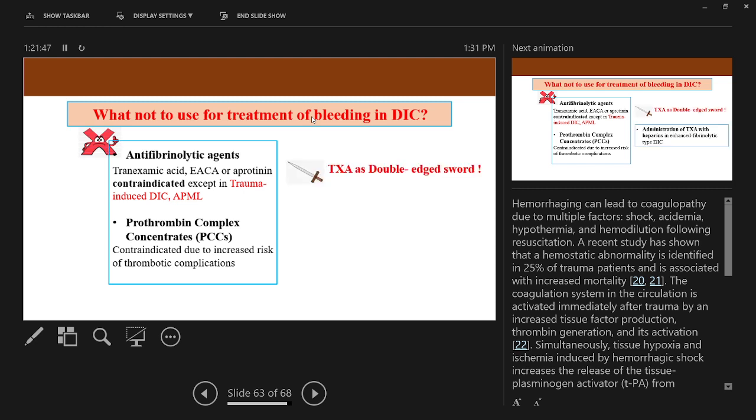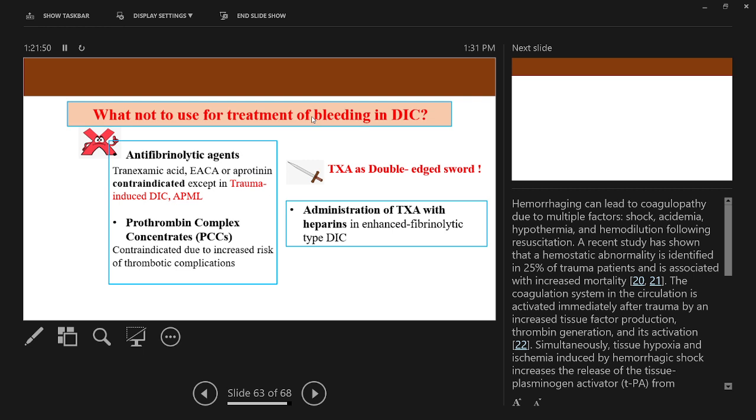So tranexamic acid serves as a double-edged sword. Both in CRASH-2, which was related to hemorrhagic shock, and CRASH-3, which was related to head injury. And you yourself said in one slide that in trauma, if you have brain injury, there will be an increase of almost 35, I think. So tranexamic acid can be given along with heparins in enhanced fibrinolytic type of DIC.